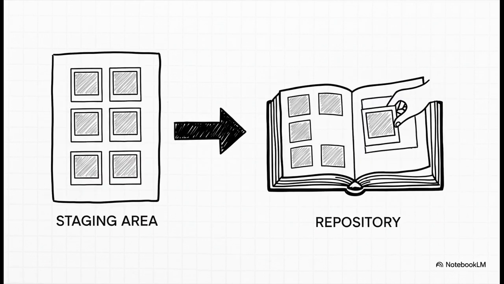And finally, the repository. Once you've picked out your best shots in the staging area, you commit them. This is the moment you print the album. You take that perfect snapshot of all your selected changes and you save it forever in your project's history. And every single one of those saved snapshots is a point in time you can always return to.